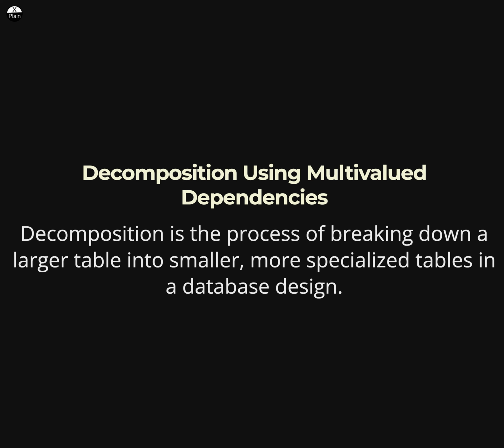Decomposition using multivalued dependencies, part of database management system course. Decomposition is a process of breaking down a larger table into smaller, more specialized tables in a database design. One way to decompose a table is by using multivalued dependencies, which specify the relationships between attributes in a table that can have multi-values.